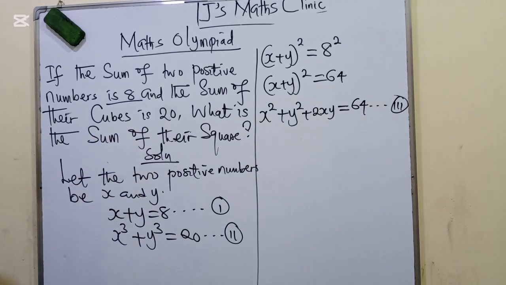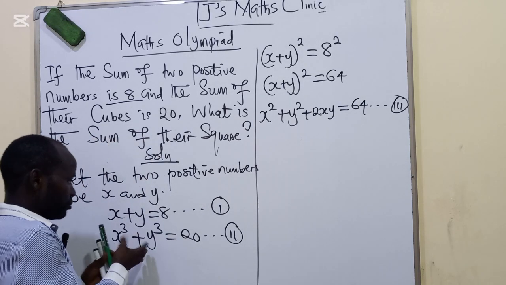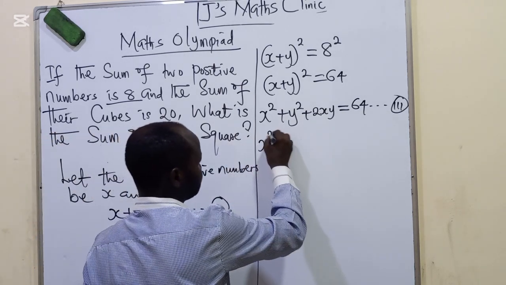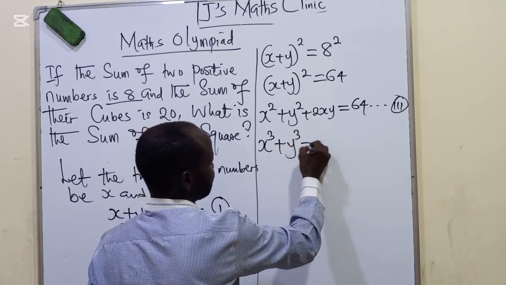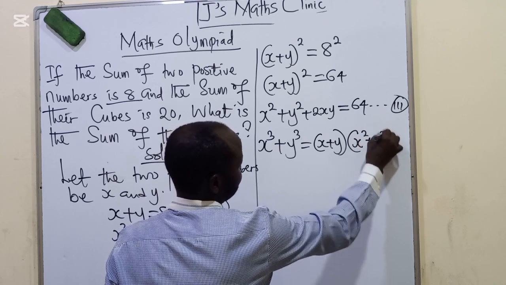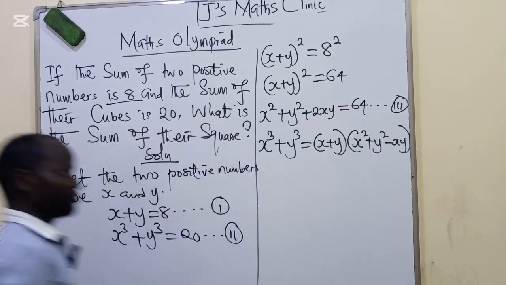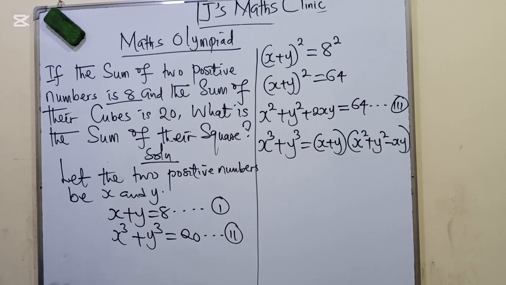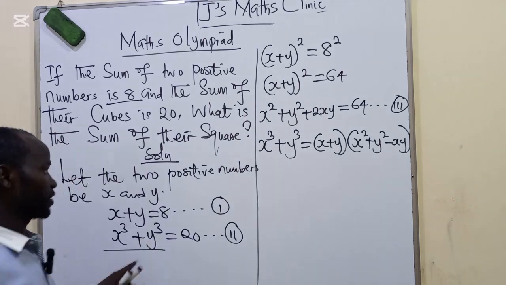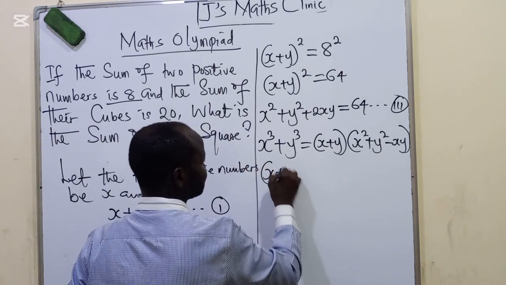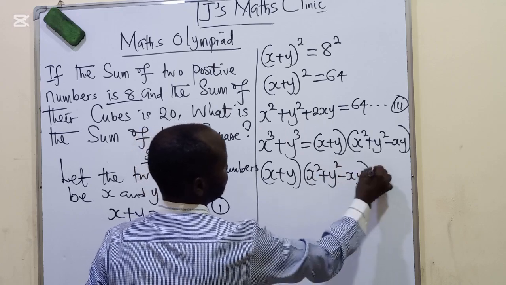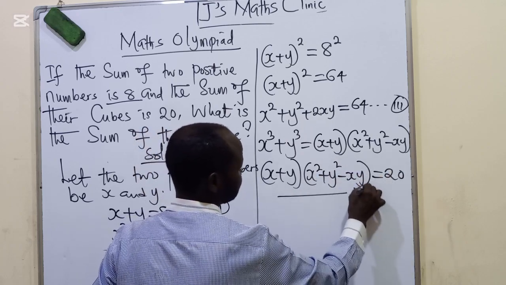Again, from equation 2, we have to recall the sum of two cubes. If we have x cubed plus y cubed, this is the same thing as (x plus y) times (x squared plus y squared minus xy). Very important, this is an identity. So we replace x cubed plus y cubed, and we have (x plus y)(x squared plus y squared minus xy) equal to 20. Let's call this equation 4.